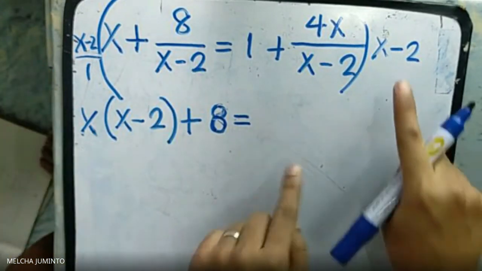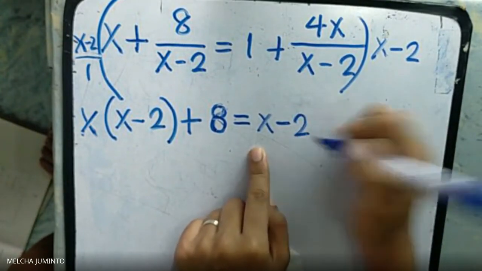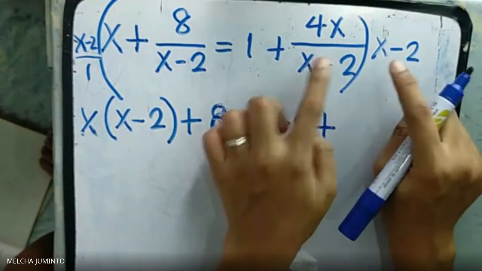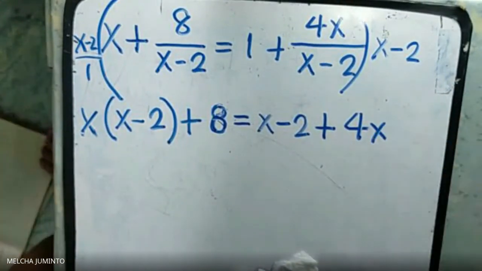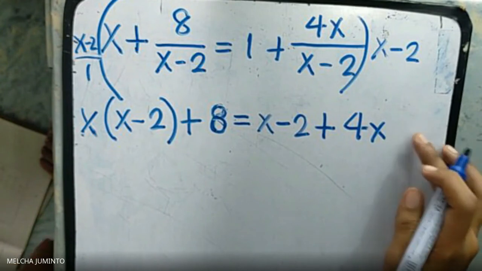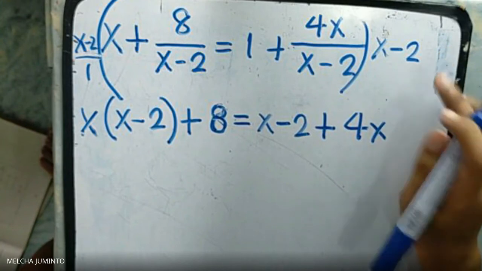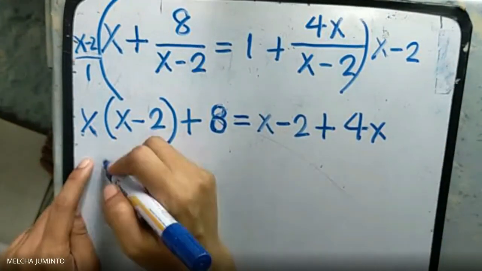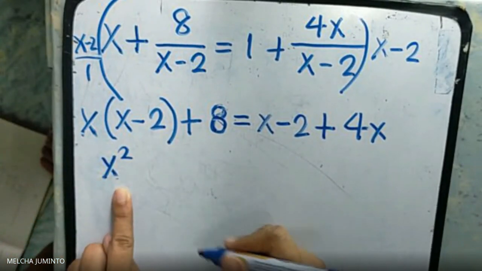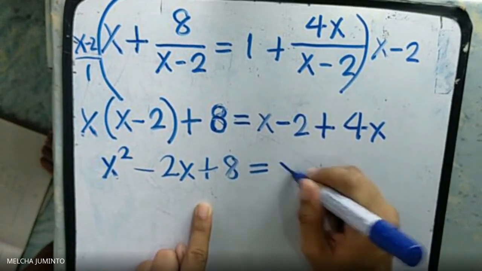Equals, same here, 1 times x minus 2 is x minus 2, plus, if you multiply 4x over x minus 2, x minus 2 will be cancelled. What remains is 4x. At this point, as you can see, there is no fraction in the equation because we use the LCD x minus 2 in order to remove those fractions. Distribute x here, x times x, x squared. So we have now the term containing x squared minus 2x plus 8 equals x.